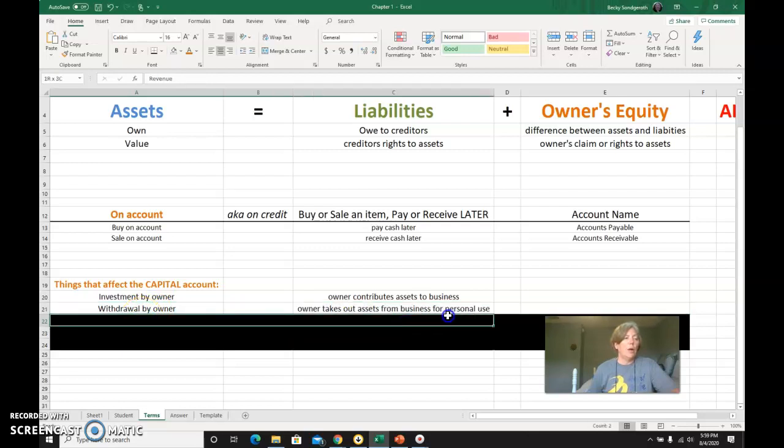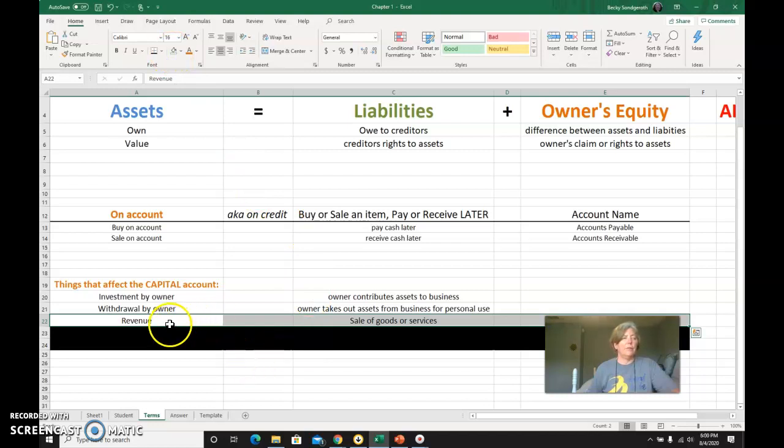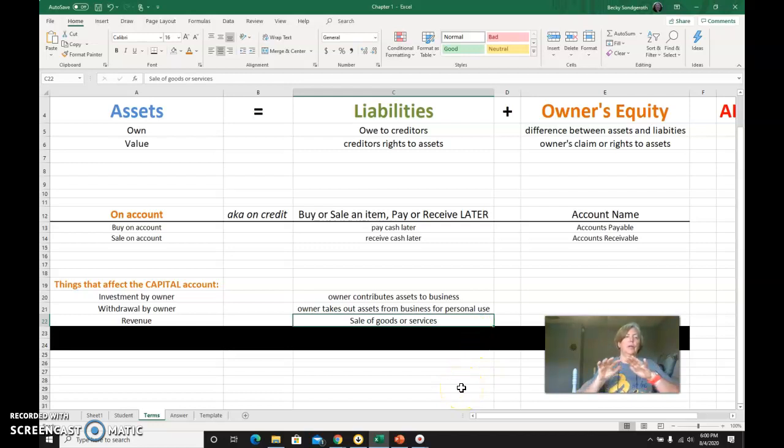The third way that capital is affected is through revenue. So revenue is the sale of goods or services. This trips people up a lot, and I'm never quite sure why. If I'm an entrepreneur and I want to start a business, why do I want to do that? I want to sell goods or services to people. That's why Michael Delgado started his business, so he could sell web services to clients. So that is what we call revenue.